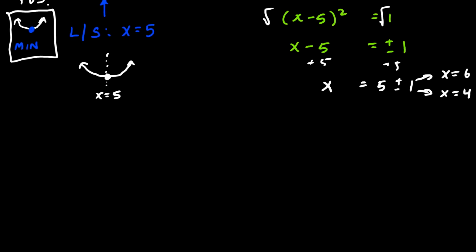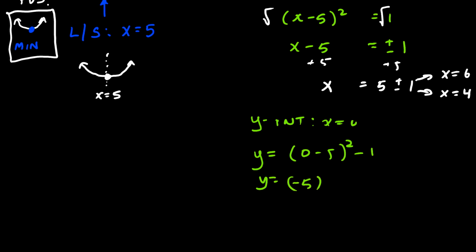So we're almost ready to put this together. Last thing we'll find is our y-intercept. To find our y-intercept, we simply set x equal to 0, and we simplify or solve. So we'll have y equals 0 minus 5 squared minus 1. So that will be negative 5 squared minus 1, or y equals 25 minus 1, which is 24. Written as a point, that'll be 0, 24.